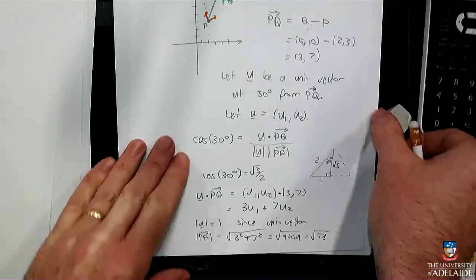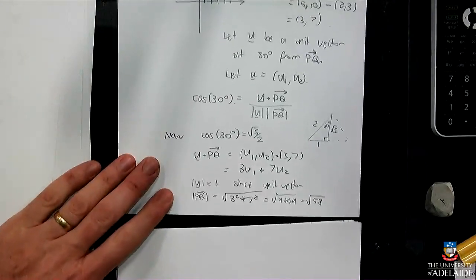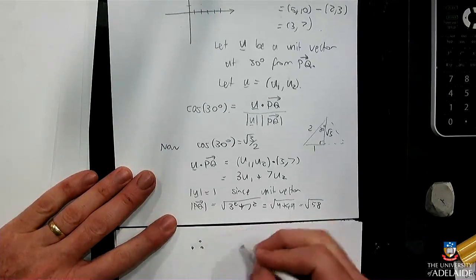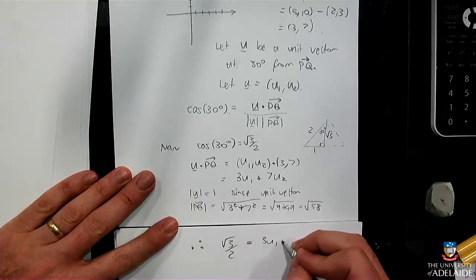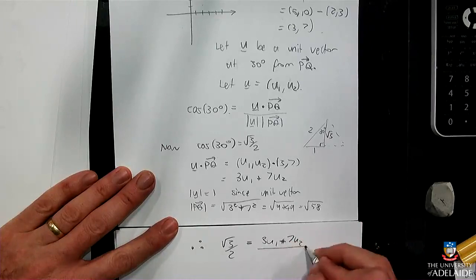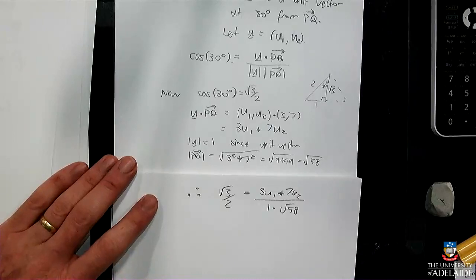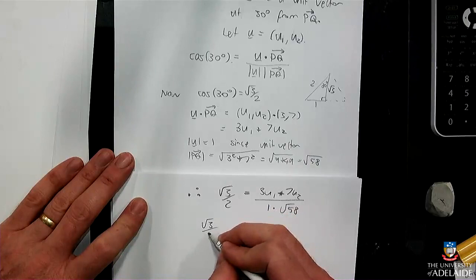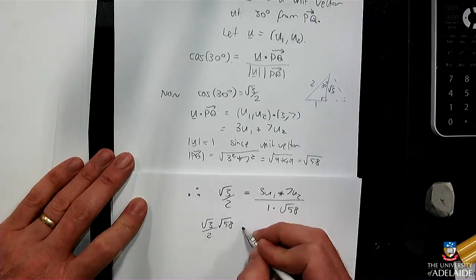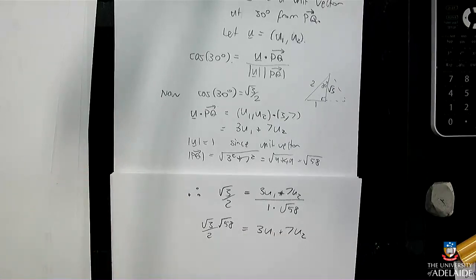Cool. And so we can sub all that into our equation, right? So therefore, root 3 on 2 is 3u1 plus 7u2, that's the dot product, over 1 times root 58. Okay, so root 3 on 2 times root 58 is 3u1 plus 7u2. Well, that's sort of the best I've got. I haven't really got anything else useful to do with that.